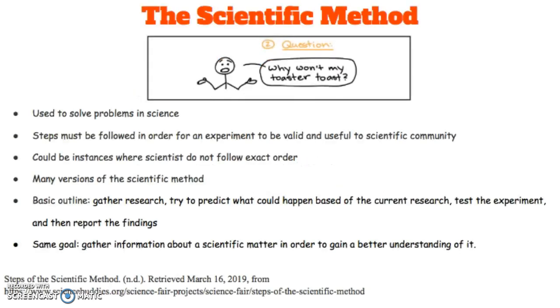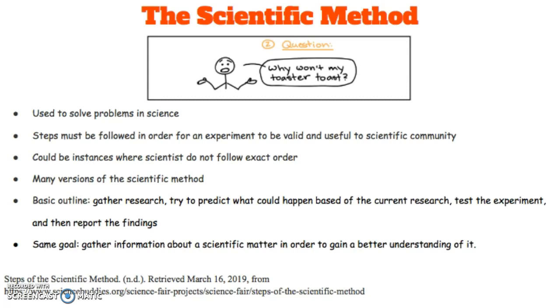The scientific method is used by scientists to explore testable questions. The method lists out the steps that must be followed in order for an experiment to be valid and useful to the scientific community. Although the list of steps to be followed is in order, there are instances where scientists may not follow the exact order or go back and redo a certain step.